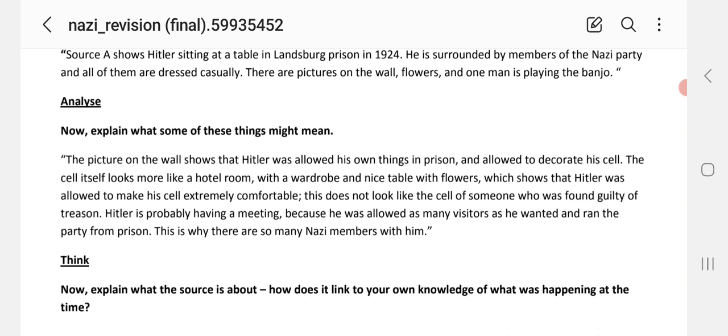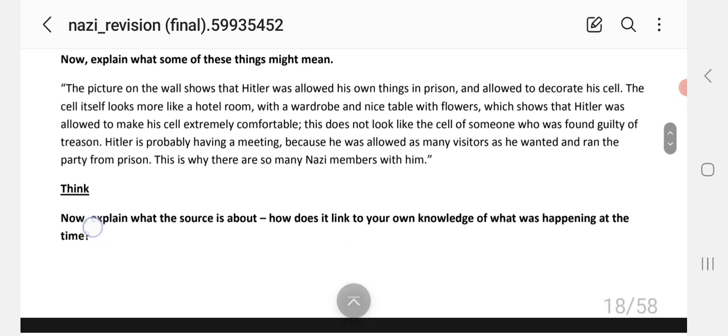The cell itself looks more like a hotel room with a wardrobe and a nice table with flowers, which shows that Hitler was allowed to make his cell extremely comfortable. This does not look like the cell of someone who was found guilty of treason. Hitler is probably having a meeting because he was allowed as many visitors as he wanted and ran the party from prison. This is why there were not so many Nazi members with him.